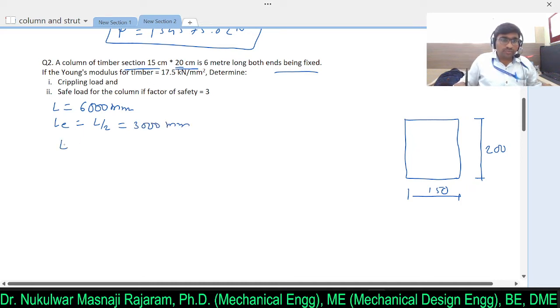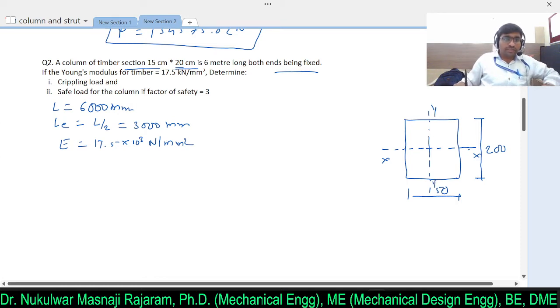Now here Young's modulus for timber is given, that is 17.5 into 10 raised to 3 Newton per mm square. Now they are asking about the crippling load. So as we have seen, here I will consider the x direction, and here I will consider the y direction. Simple. So first is the crippling load they are asking. So crippling load will be equal to pi square EI divided by L square. Now E is known, L is also known, only I is unknown. Now I is nothing but the least value.